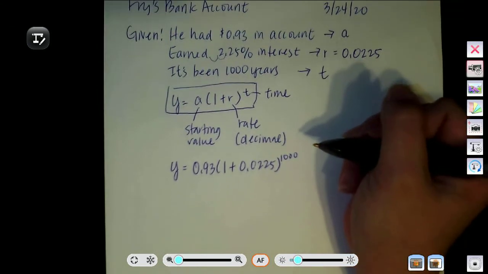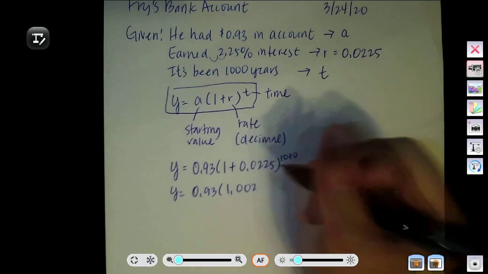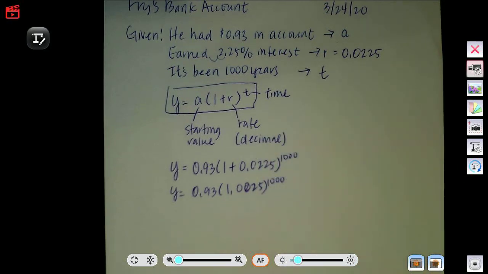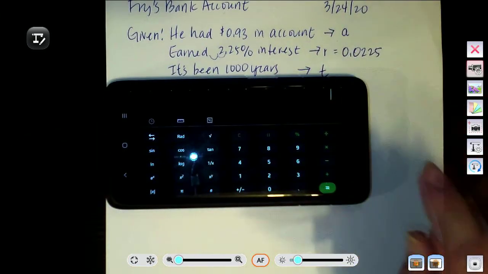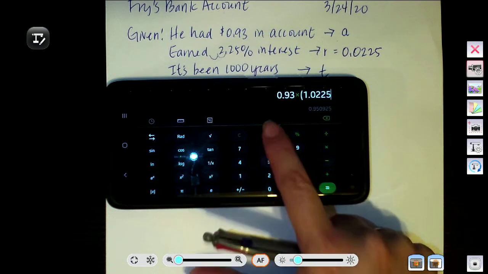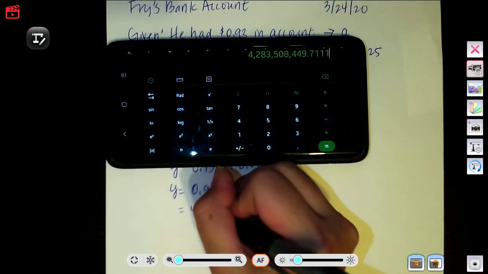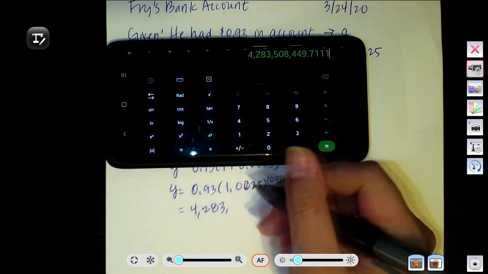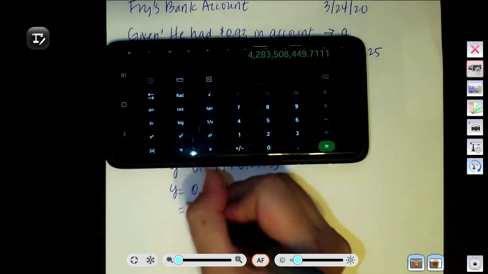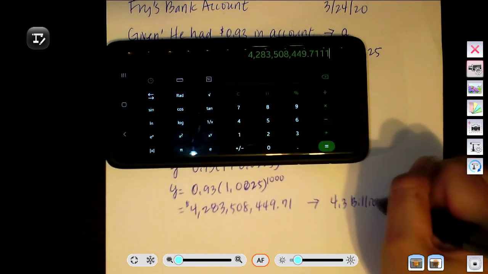In other words, if I were to simplify this, it's y equals 0.93 times (1.0225) to the 1,000th power. And using your calculator, if I do 0.93 times parentheses 1.0225 to the 1,000th power, you'll see that your answer comes out to 3,508,449 and 71 cents when rounded to the nearest cent. In other words, this is where the show said that it's about $4.3 billion. Okay.